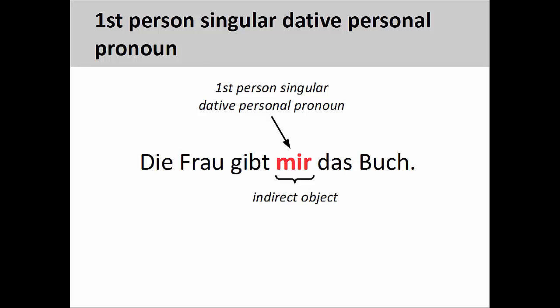Dative personal pronouns do not necessarily have to replace a noun or noun phrase. This happens in the first and second person singular and plural. Let's take a look at a few more examples. In the sentence you see here, Die Frau gibt mir das Buch, the woman gives the book to me, the first person singular dative personal pronoun mir signals that I am the indirect object in the sentence, the recipient of the book.